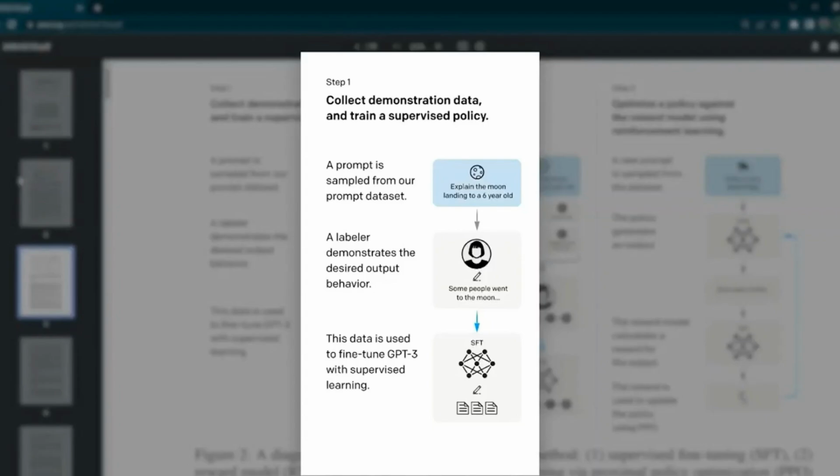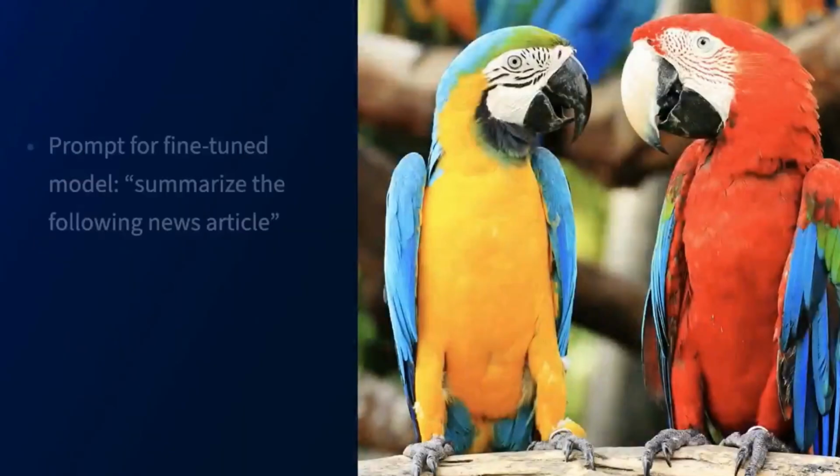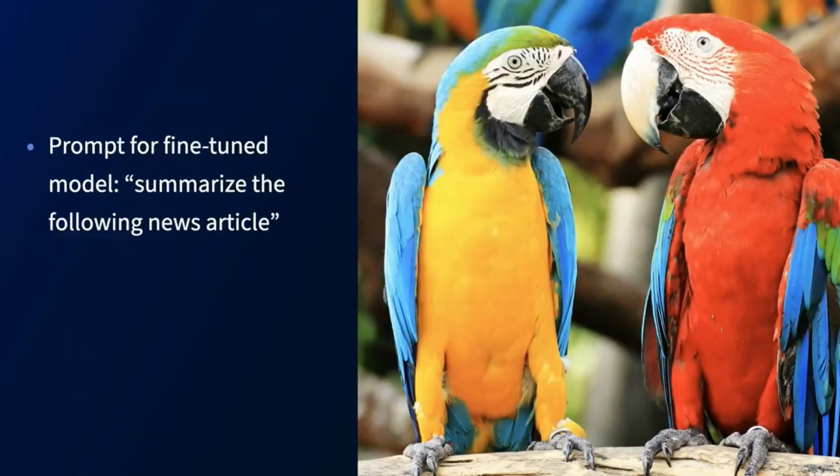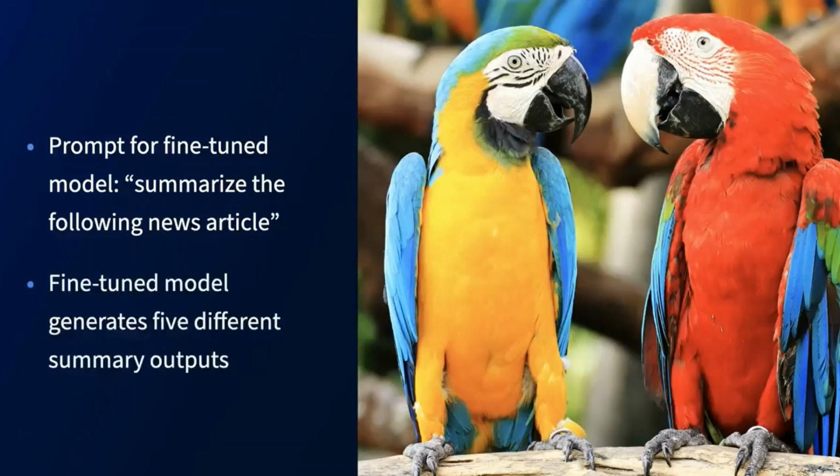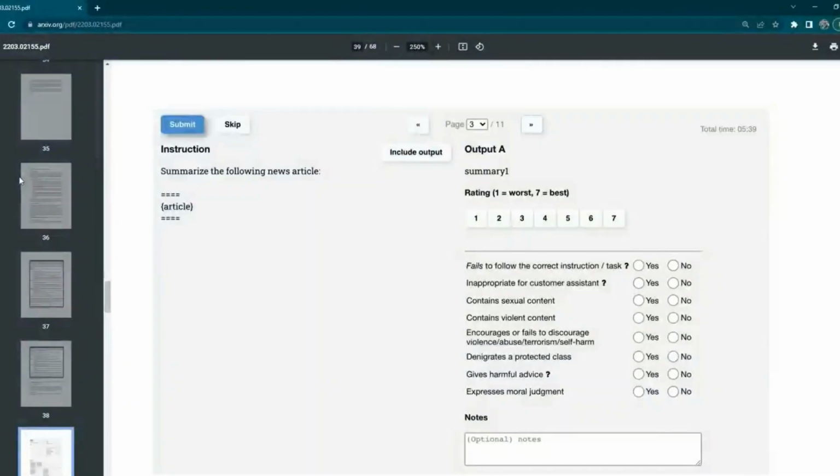So let's move on to RLHF. Let's say there's another task. For example, summarize the following news article. Now, let's say the news article is about research on parrots and the sounds they make. They would get this fine tuned model to generate 5 different summary outputs of the news article. The labelers would then rate each of the 5 summaries, rating them between 1 and 7 using an interface like this.